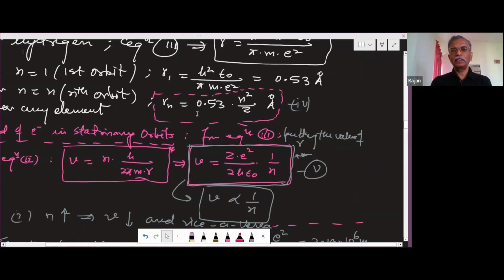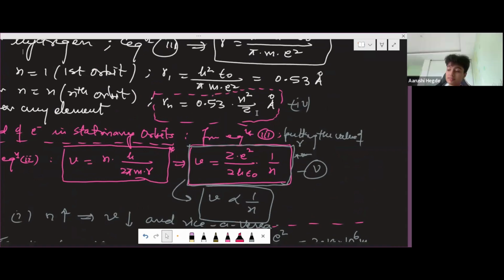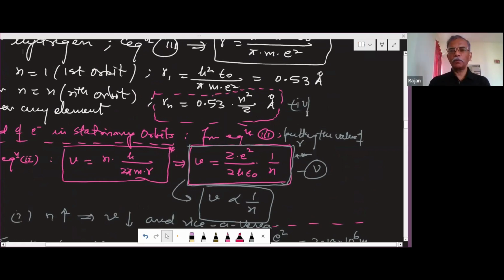Rn is 0.53 n square divided by z. Isn't it so simple? This much of Armstrong. Is it true? Rn is equal to, this is equation number 4 on the board, you check it.